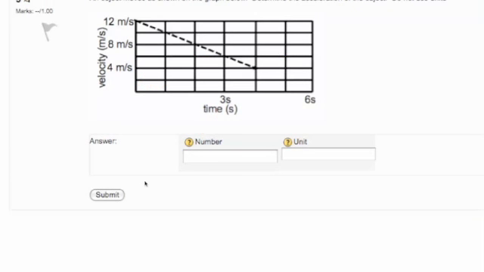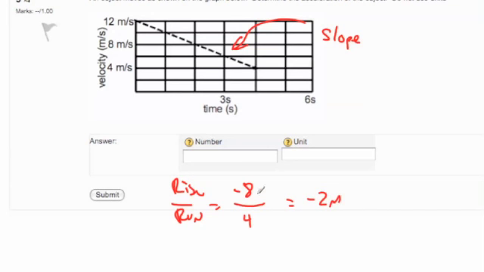Next question, the object moves as shown on the graph. Determine the acceleration. Well, as we saw before, the acceleration is related to the slope. All right, so let's find the slope of that thing. Rise over run. Well, let's see, the rise, it goes from 12 to 4. That's a rise of -8. And the run is from 0 to 4 is 4 seconds. So -2 meters per second per second.